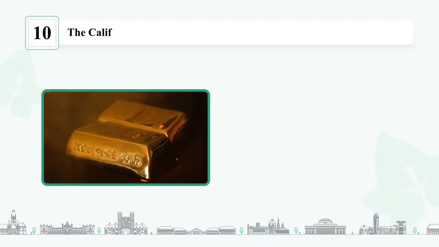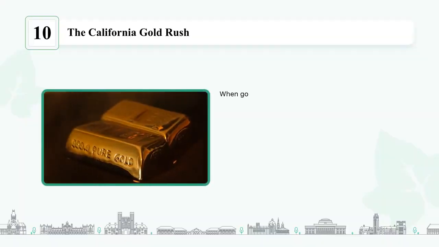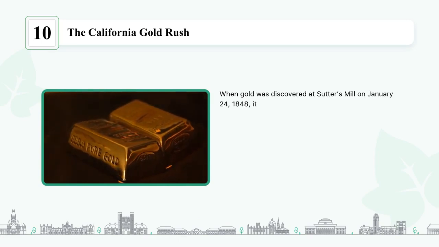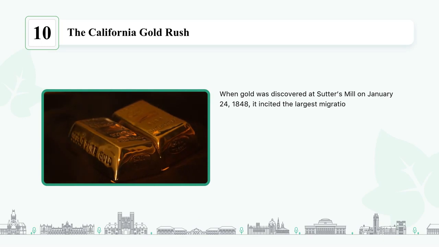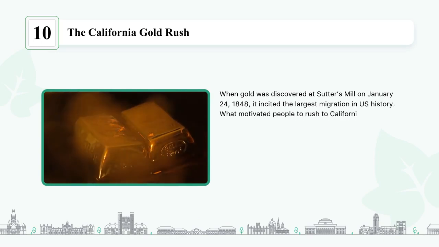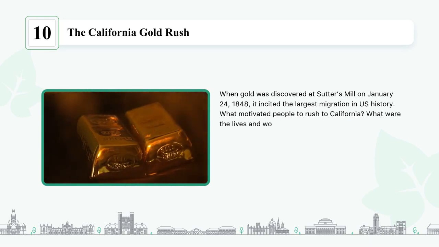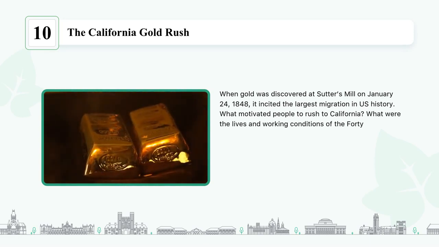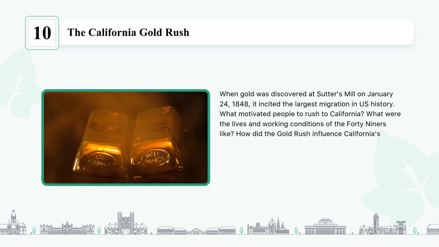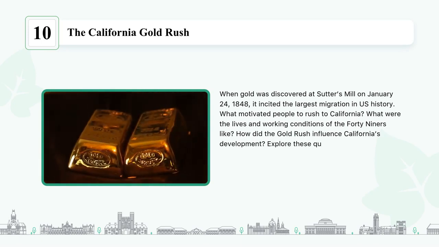The California Gold Rush. When gold was discovered at Sutter's Mill on January 24, 1848, it incited the largest migration in U.S. history. What motivated people to rush to California? What were the lives and working conditions of the 49ers like? How did the gold rush influence California's development? Explore these questions in your paper.